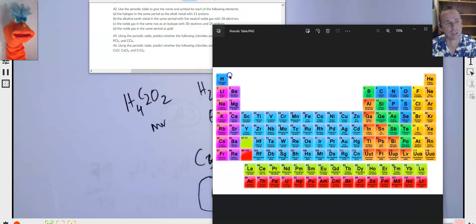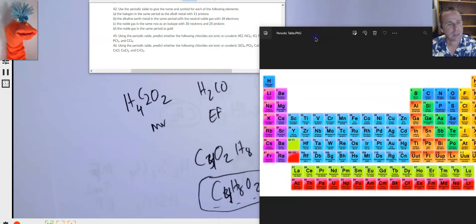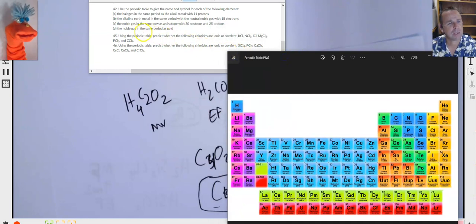The halogen in the same period as the alkali metal with 11 protons. Oh, the alkali metal. Alkali metal is the first column, right? These are our alkali metals. Here's the alkali metal with 11 protons. So they're talking about chlorine, aren't they? The halogen in the same period, going across here, as the alkali metal with 11.